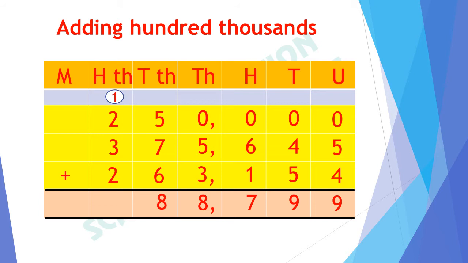Now we will add 100,000s. In 100,000s column there is 1 and 2. If we add 1 and 2, we get 3. In 3 we will add 3 and we get 6. In 6 we will add 2 and we get 8. Total population is 888,799.